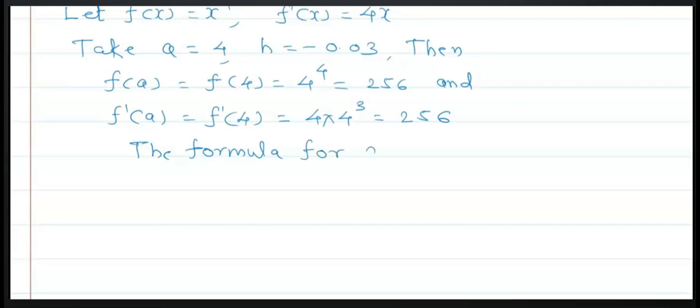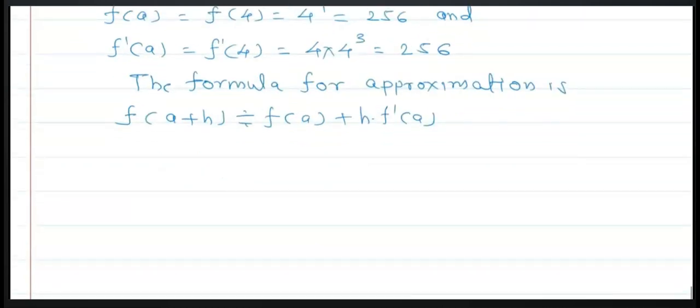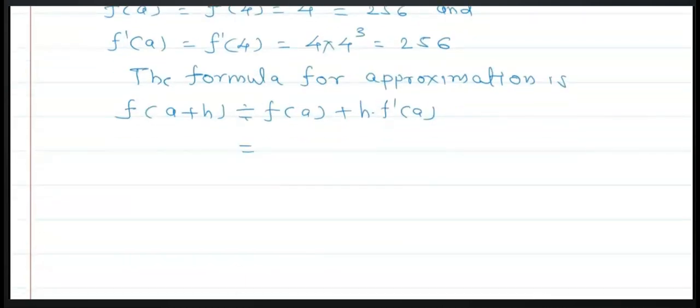The formula for the approximation is f of a plus h is approximately equal to f of a plus h into f dash of a. Now substitute the values, you will get the answer. That is 3.97 bracket raised to 4. That is f of 4 minus 0.03 into f dash of 4.